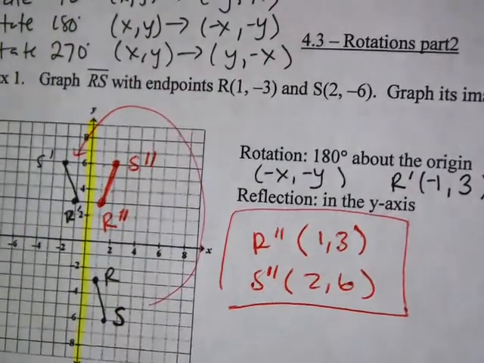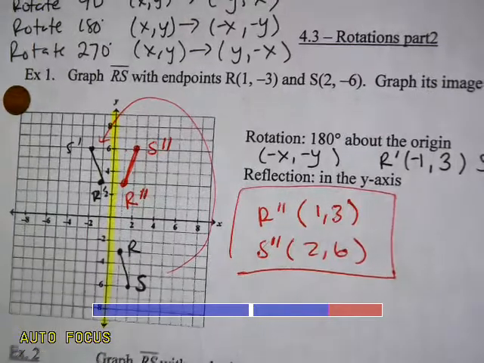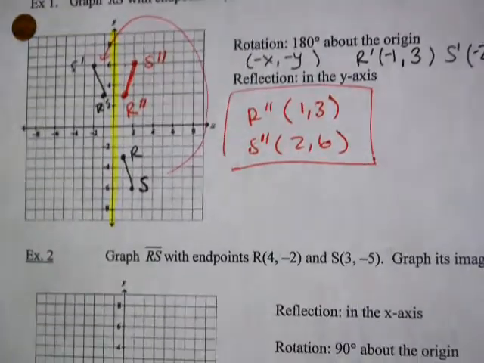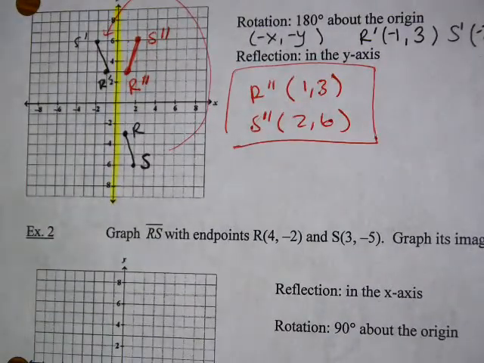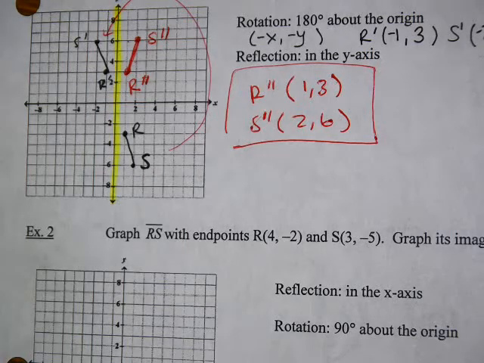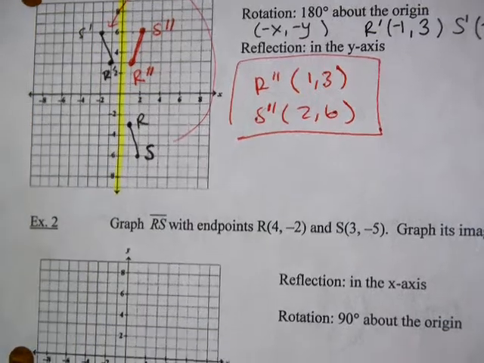So I want you guys to do the same thing for number 2. Graph R and S, but this time we're going to switch the order. I'm going to ask you to do the reflection first, and then rotate it 90 degrees around the origin.